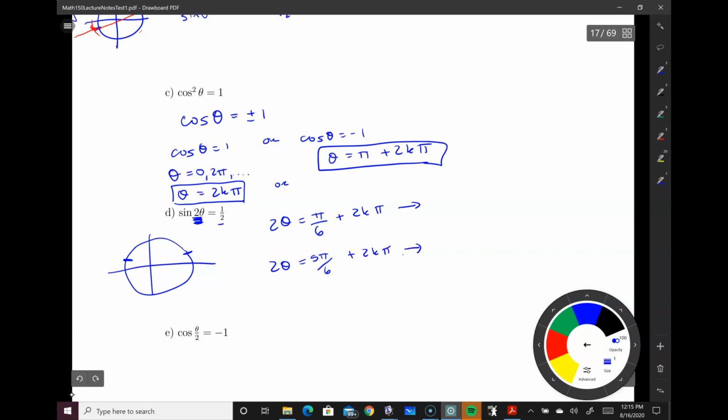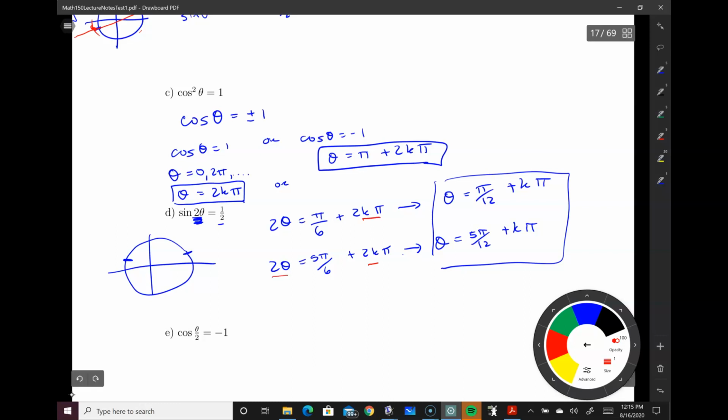Then finish solving. So now, by dividing through by 2, I get theta is equal to pi over 12 plus k pi. And from here, I'll get 5 pi over 12 plus k pi. So these are the solutions. So it's really important you add on the 2k pi before you go finishing for the angle theta.